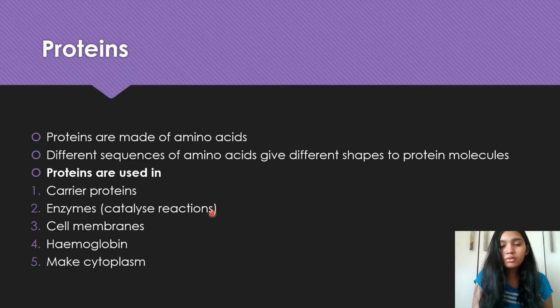Enzymes, which you will be learning in the next chapter, they catalyze reactions. Cell membranes, proteins and lipids form cell membranes, which is the boundary around the cell. Hemoglobin, which is in red blood cells, and they make a cytoplasm. As stated earlier, cytoplasm, which is the watery jelly-like structure in a cell, contains lipids and proteins in its area. That's what the cytoplasm is. So let's move further.